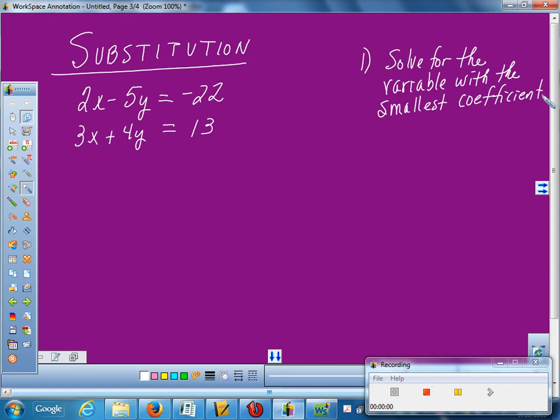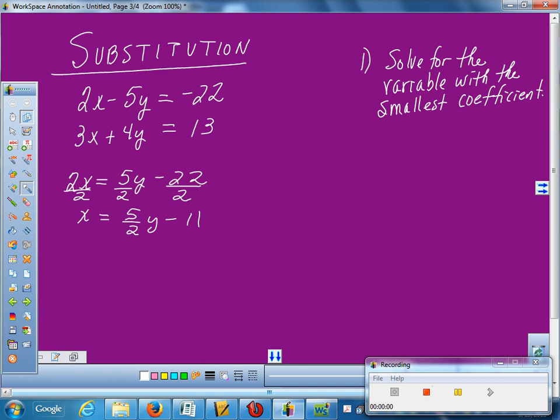Okay, so if I need to solve for this x and the 2x, what am I moving? I'm adding the 5y, so I'll have 5y minus 22, and then what? Divide by 2. Which would simplify down to be 5 halves y minus 11. We usually do that step really, really good. It's right here, next step, where we make the mistake.